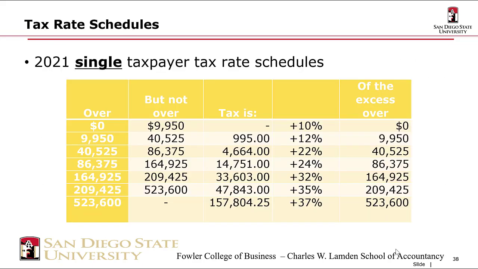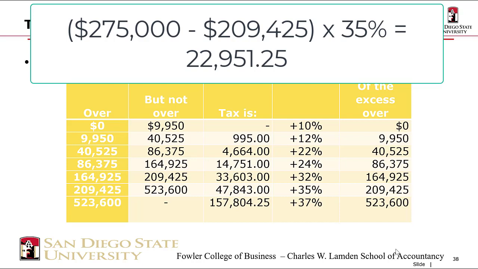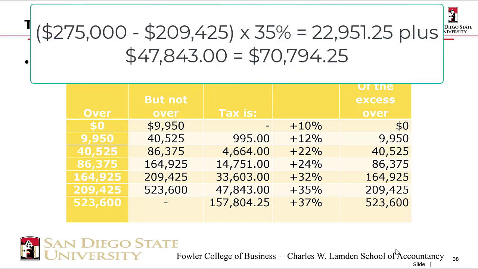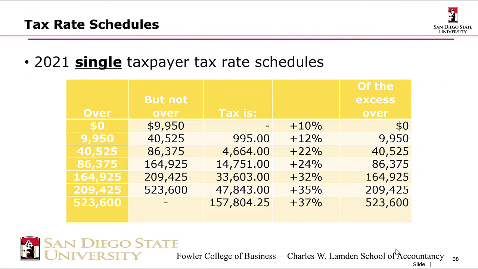So SpongeBob's at 275, so that means he's going to be over 209,425, but not over 523,600. So we're going to take the 275 minus 209,425. That's the excess, and we're going to multiply that by 35%. And then we're going to add to that $47,843. So that $47,843, what that represents is the tax on every dollar up to $209,425.